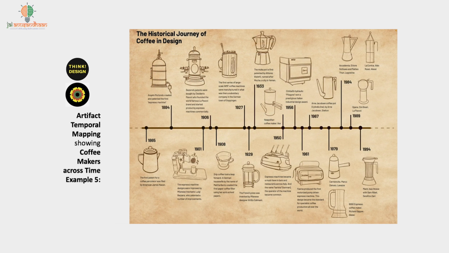This mapping is a very simple mapping across the timeline. It shows all the coffee makers from a period of time, and at one glance you can see how it has developed from a very traditional method to something which is modern here.